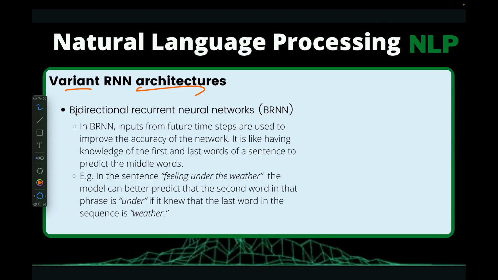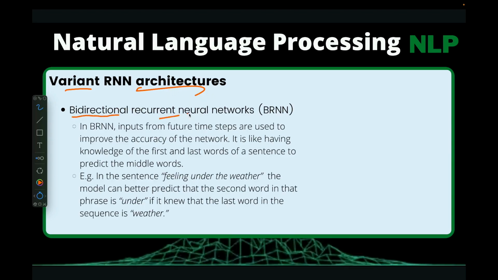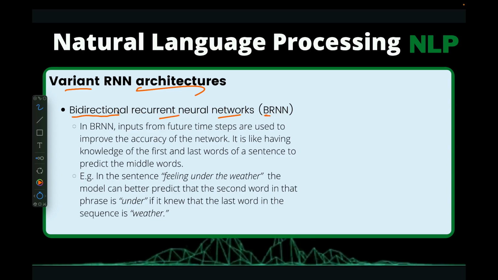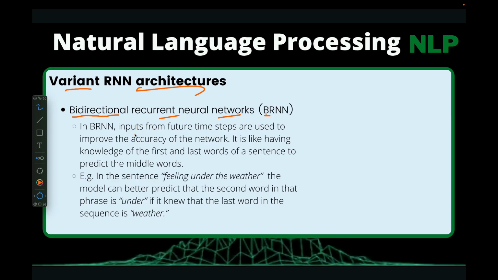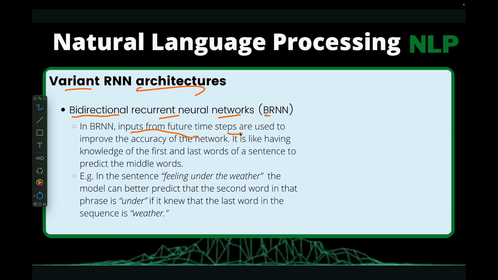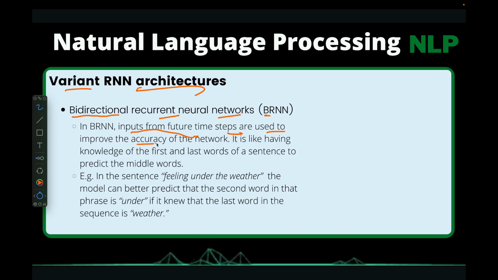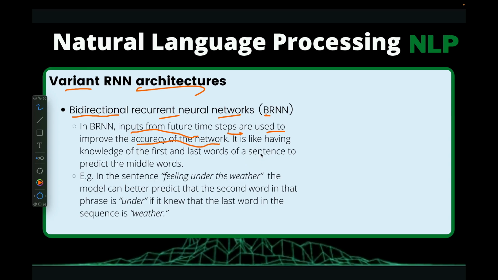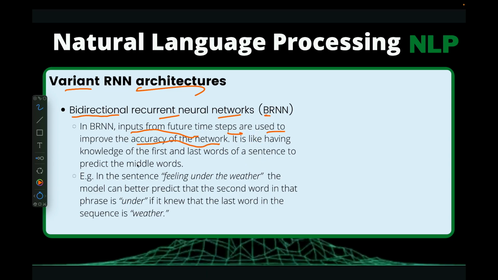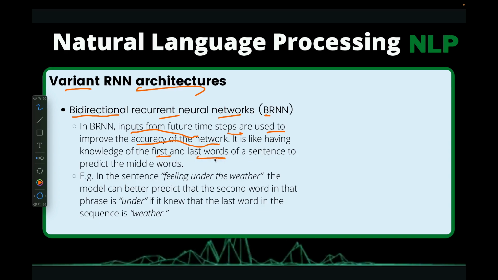So we have what is called a bidirectional recurrent neural network, BRNN, bidirectional RNN. Now what a bidirectional RNN is doing is that it takes input from the future time step and uses it to improve the accuracy of the network. What I mean by that is that if the RNN has knowledge of the first and then the last word, it's likely to predict the middle word.